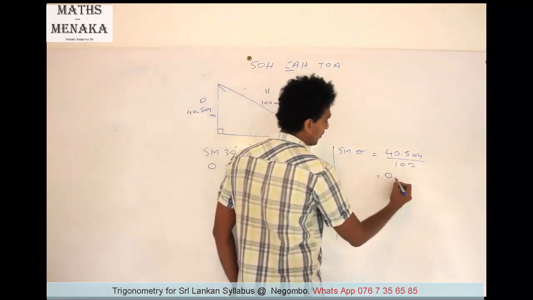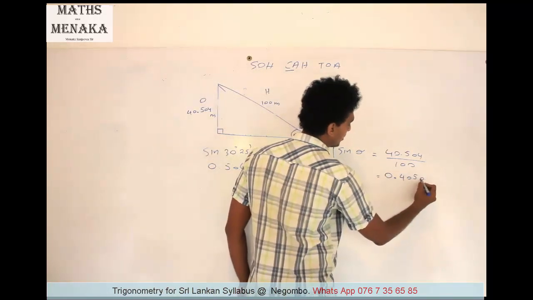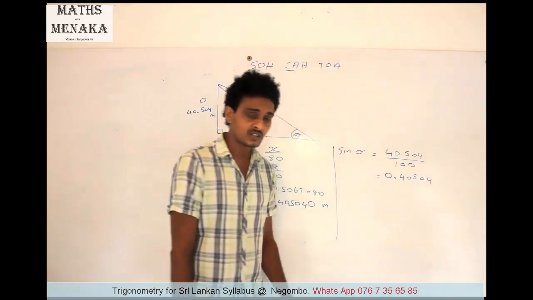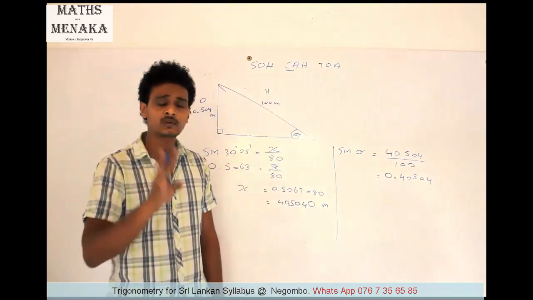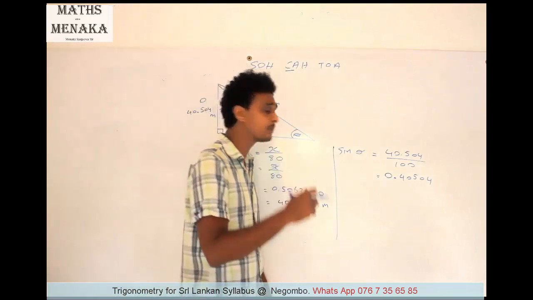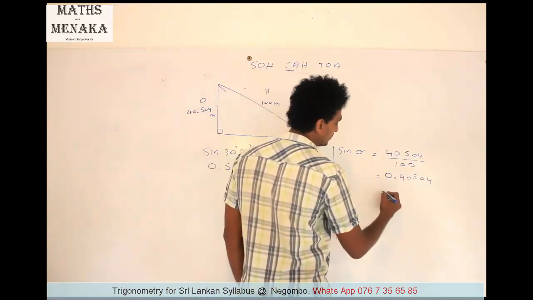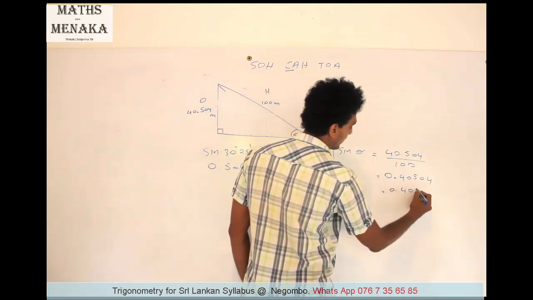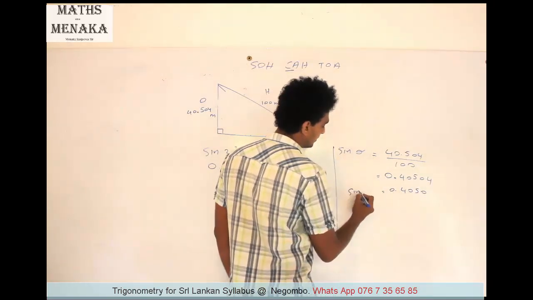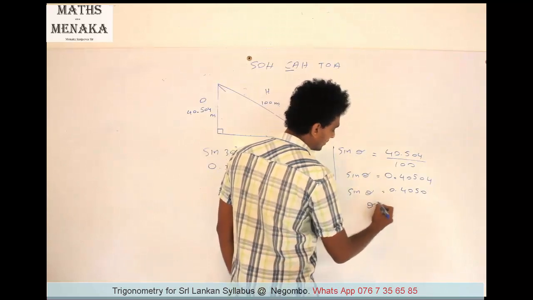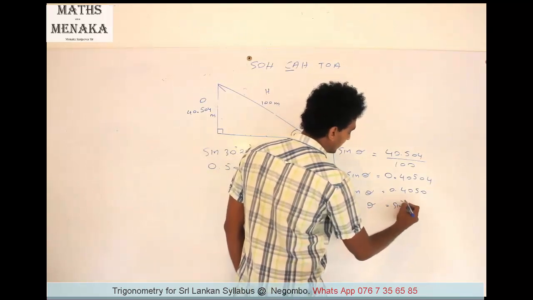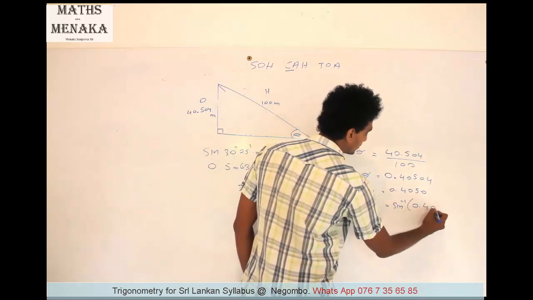So you get 0.40504. Now you can see here you are getting 5 decimal places, but you need a maximum of 4 decimal places. Round it to 4 decimal places. Then it becomes 0.4050. This is sine theta. Then how to get theta? Let's take the inverse: sine inverse of 0.4050.